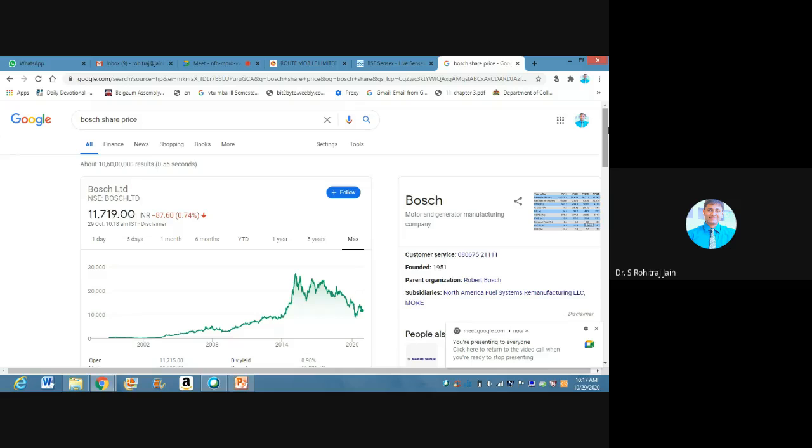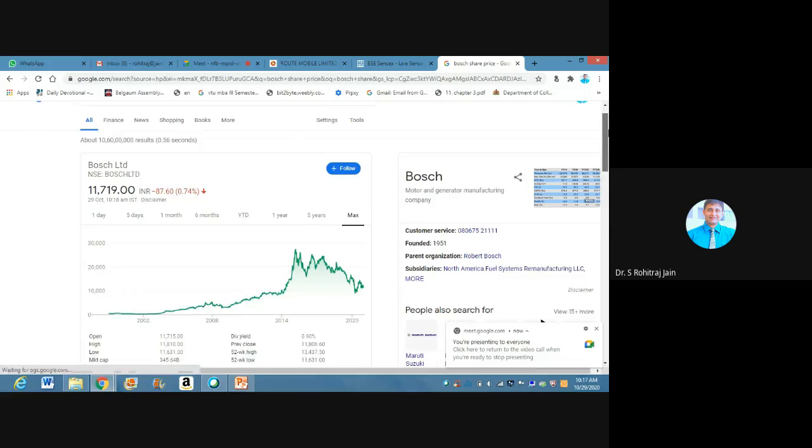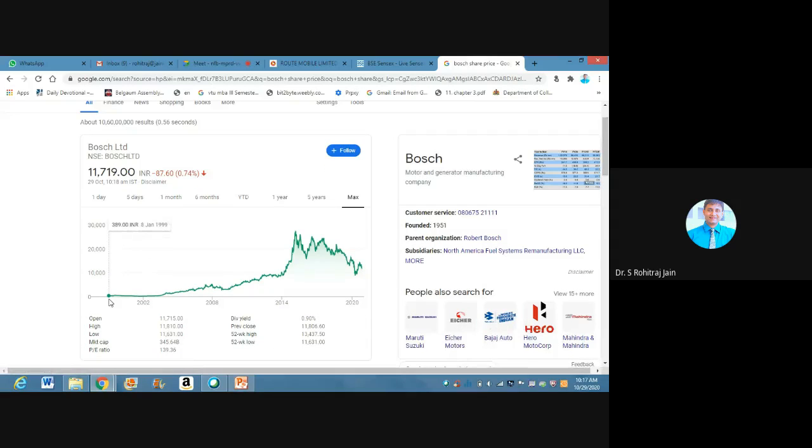All of you can see the company, right? It is Bosch Limited. See here, when I do a thorough fundamental analysis, students, in the year 2002, let me start from here. All of you observe this graph here. I have searched for Bosch Limited. The symbol is NSE BOSCHLTD, that is Bosch Limited. The current market price is 11,719 as on today, that is 29th October.